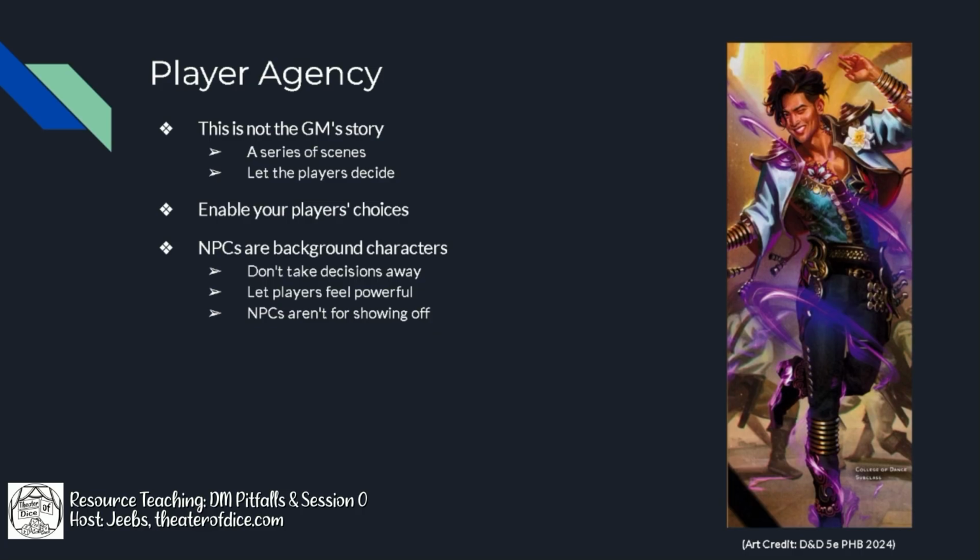In those scenes, your villains and heroes may die. Let the players decide how the story goes. As a GM, try to enable the choices of your players, within reason. More on that later. Any NPCs you add should be treated as a background character, secondary to the main cast of player characters. If an NPC joins the party and becomes a GM PC, they should not be taking decisions away from the players.